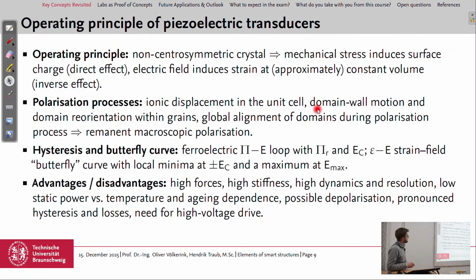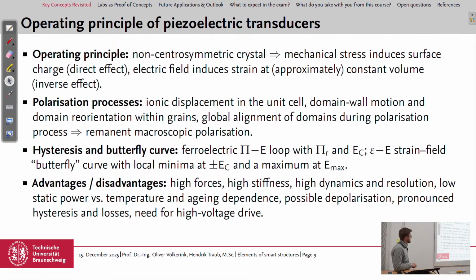During the polarization process, we have domain wall motion and domain reorientation within the grains, and we align the domains globally, so the dipole direction in the domains, so that we can use it on a macroscopic level, and we keep a remanent macroscopic polarization if we remove the field after polarization.